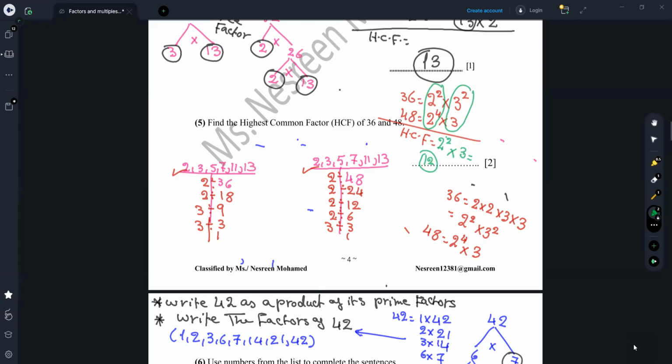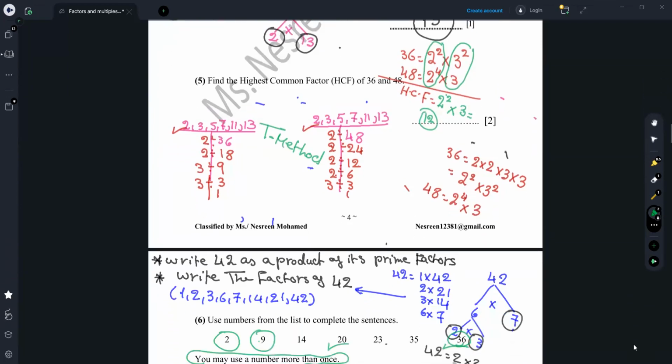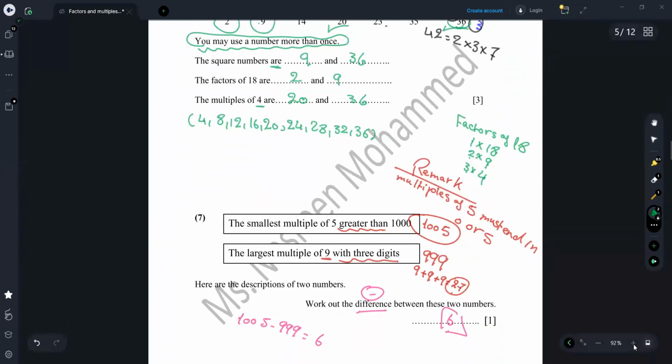This is a way to factorize by the factor method, and this is another way to factorize, which is the T method. This is one way, and this is another way, and you are free to choose any one of them. Now, we will go to the next exercise.